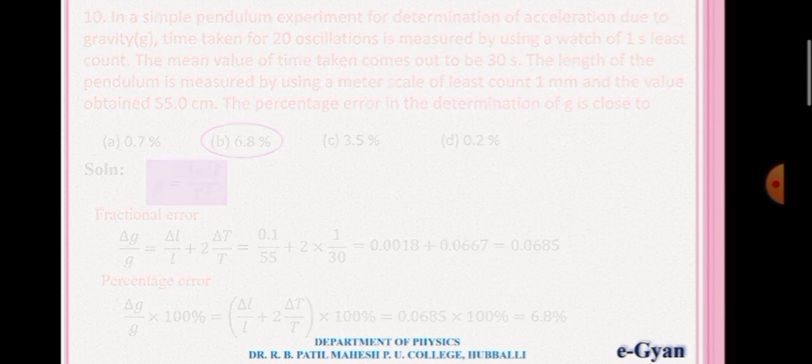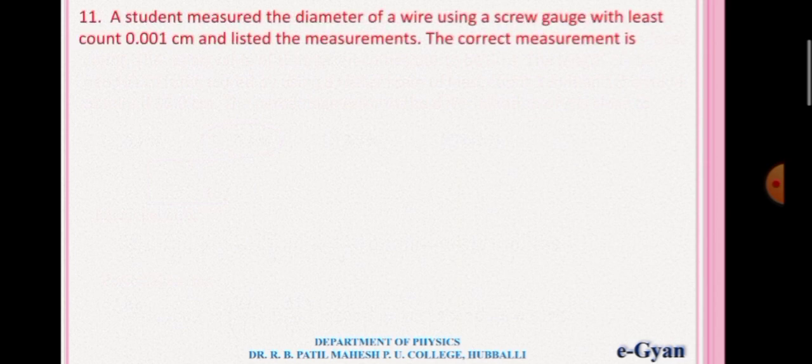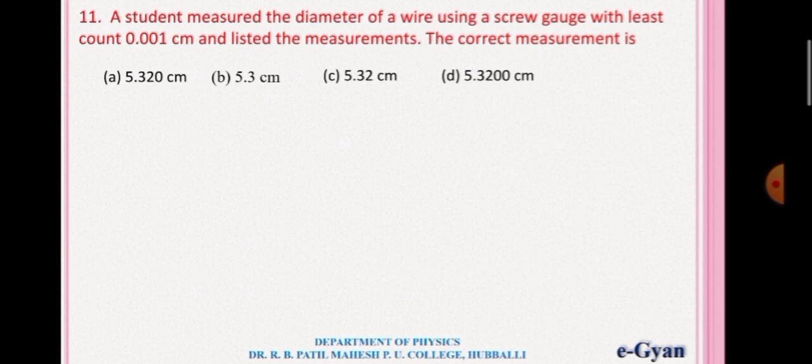Next question. Question number 11. A student measured the diameter of a wire using a screw gauge with least count 0.001 centimeter and listed the measurements. The correct measurement is: option A 5.320 centimeter, option B 5.3 centimeter, option C 5.32 centimeter, option D 5.3200 centimeter.